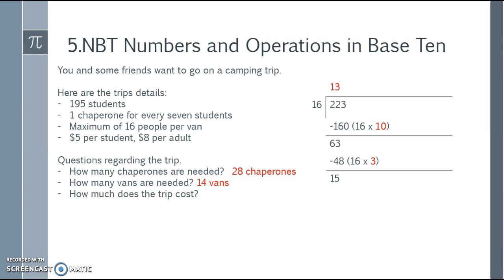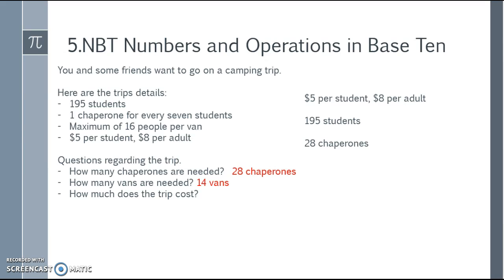How much does the trip cost? We know that it's $5 a student and $8 for an adult. We have 195 students and 28 chaperones. So 195 students times $5 is $975. 28 chaperones times $8 is $224. The total cost, adding them together, the total cost would be $1,199.